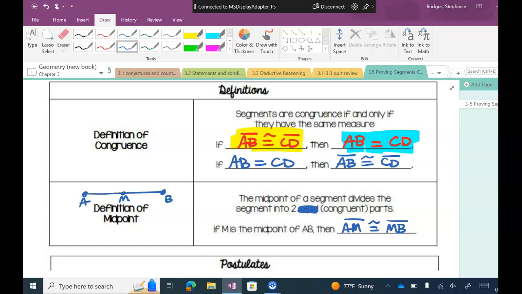So we can use the definition of congruence. That means if I have two things that are congruent, I can say they're equal. If I have two things that are equal, I can say they're congruent. We have the definition of midpoint. So if I say that something's a midpoint, you can tell me two congruent segments after that.